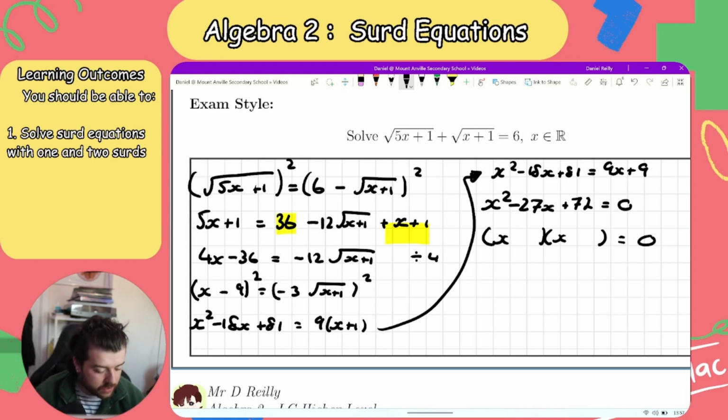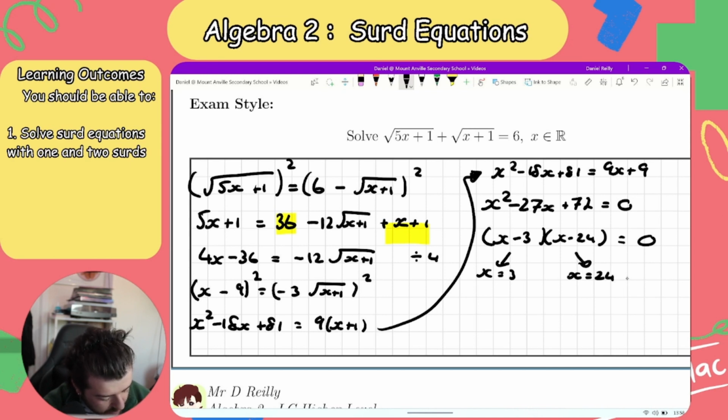Two numbers that multiply to get 72 but add to get minus 27. x minus 3, x minus 24 equals 0. So I'm going to have x is equal to 3 and x is equal to 24. They are my two solutions. Now I just need to check which solution actually works.